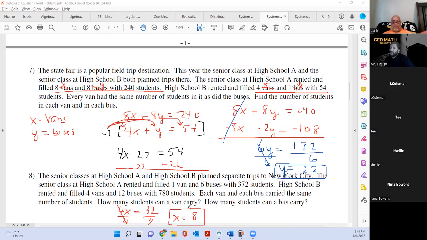So there are 8 students on each van, and there are 22 on each bus. Let's check to see if these both work. So x is 8, y is 22. I'm going to erase some of this. I'm going to save it so you'll be able to see the screenshot, and I'm going to write it down. So x is 8 and y is 22. I'm going to erase the rest because I want to use my calculator, but I want to keep the equation.